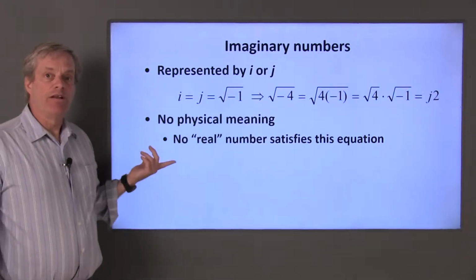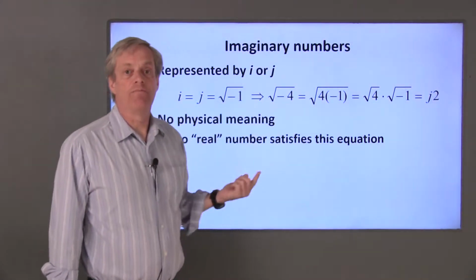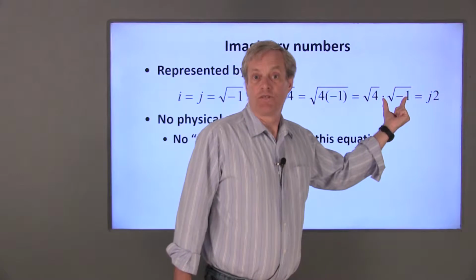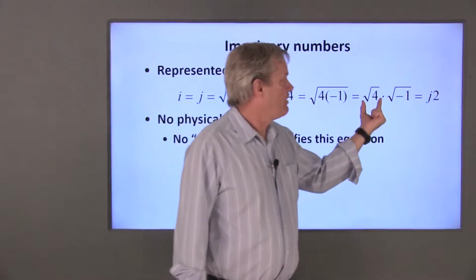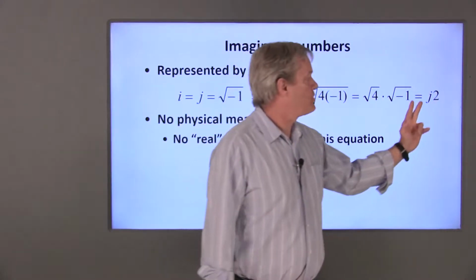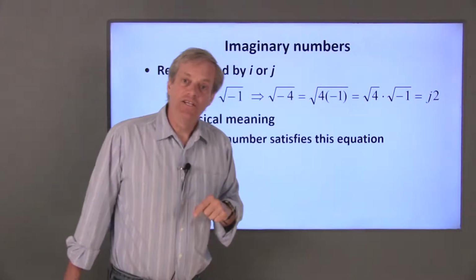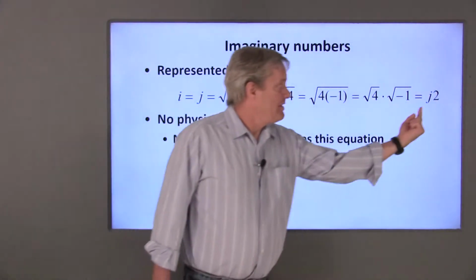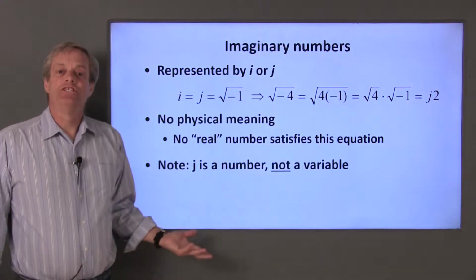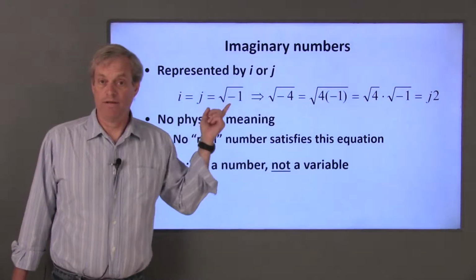Any imaginary number can be written in terms of the square root of -1. For example, the square root of -4 can be written as the square root of 4 times -1, which is the square root of 4 times the square root of -1. Since the square root of 4 is just 2, this is just 2 times j. It doesn't matter which order these two numbers go in, since multiplication is commutative. So any imaginary number can be written as a real number, in this case 2, times either i or j. Keep in mind that j is not a variable, it's a number, and it equals the square root of -1.